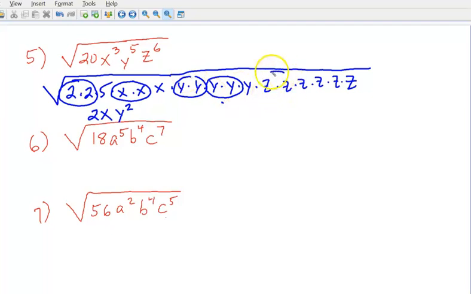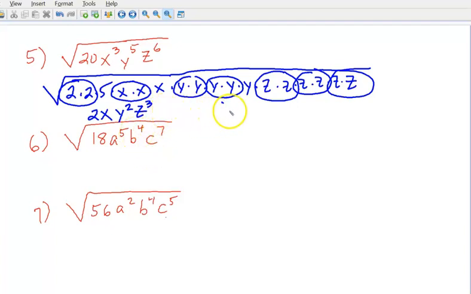Okay, let's talk about the z's. I got one pair of z. I got two pairs of z's. That would make z squared. And now I have three pairs of z's. That makes z cubed. So every time you have a pair, that just raises the exponent that many times.